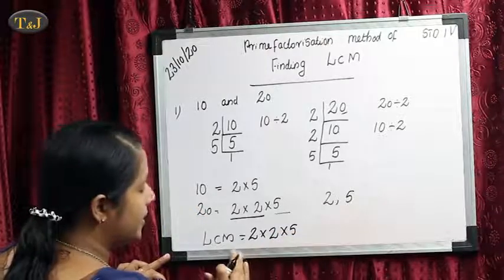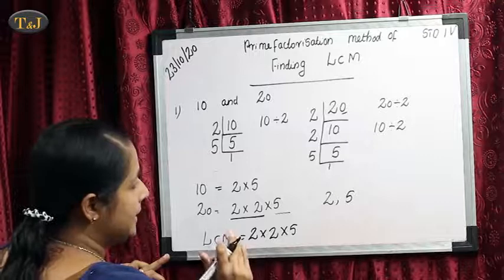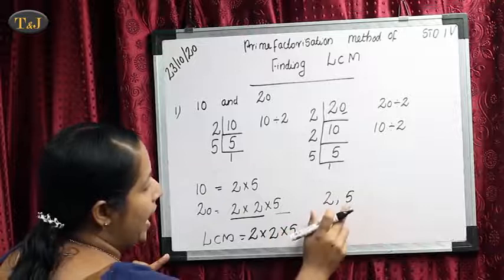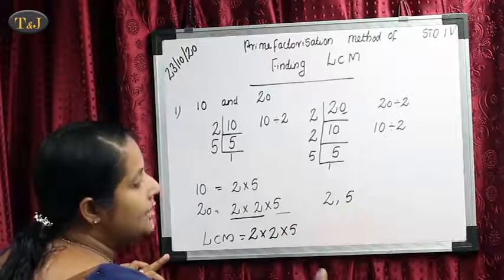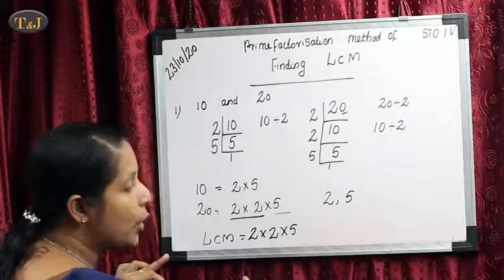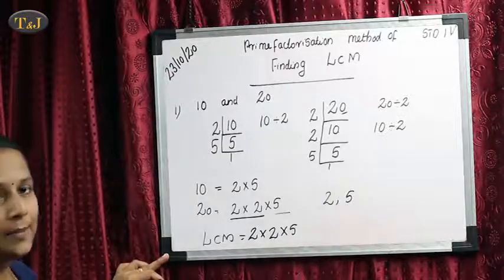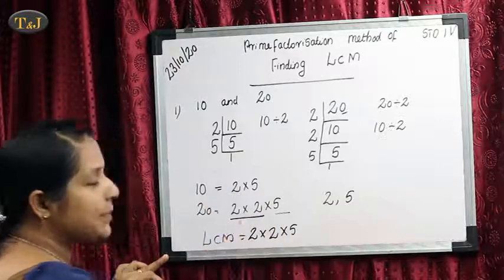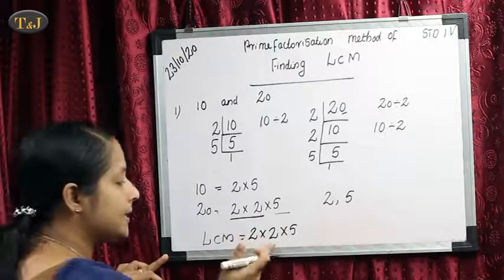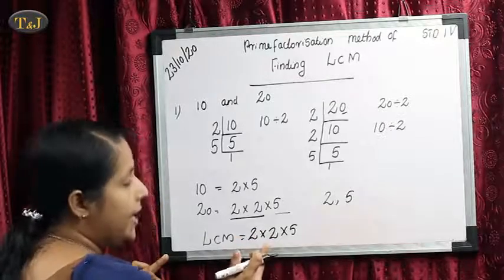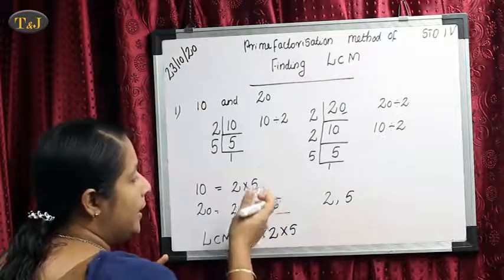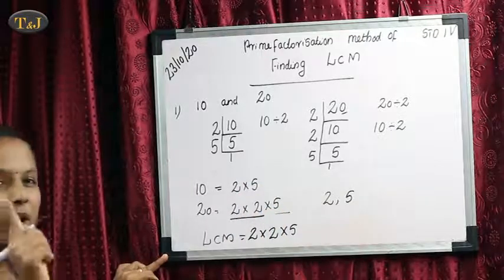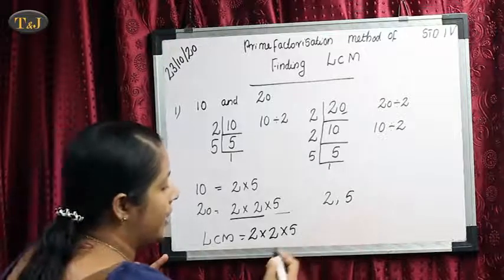How did we get the LCM here? First we select the prime numbers of 10 and 20. Here the prime numbers are 2 and 5. Our LCM is the product of these prime numbers at their maximum number of occurrences. Here 2 is repeated only one time, but in 20, 2 is repeated 2 times. That's why we select 2 times 2. Then our next prime number is 5. In the number 10 and the number 20, 5 is repeated how many times? Only one time. So we write 5 one time.